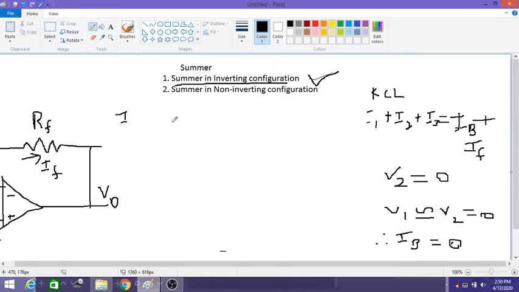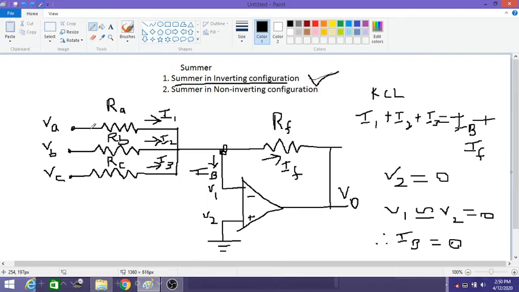So now let us continue with our analysis. Before moving this, let me show you one thing. We are going to apply node voltage analysis for each of these resistors. Now we see the potential difference across the terminals of these resistors. The potential difference across RA is VA and V1, so we can write this as VA minus V1 by RA. Likewise for the other resistors, we will be replacing the current equations with node voltage analysis. Then we will get the equations.